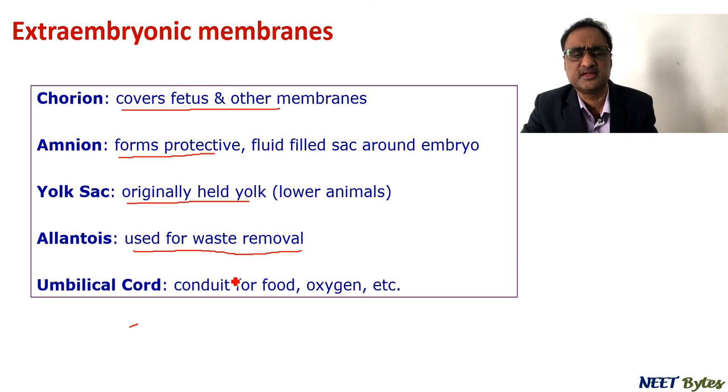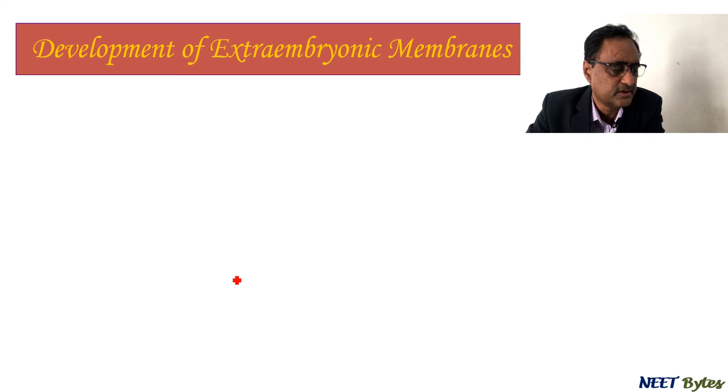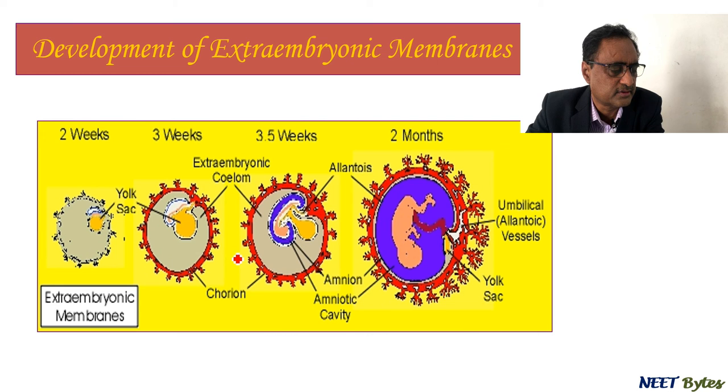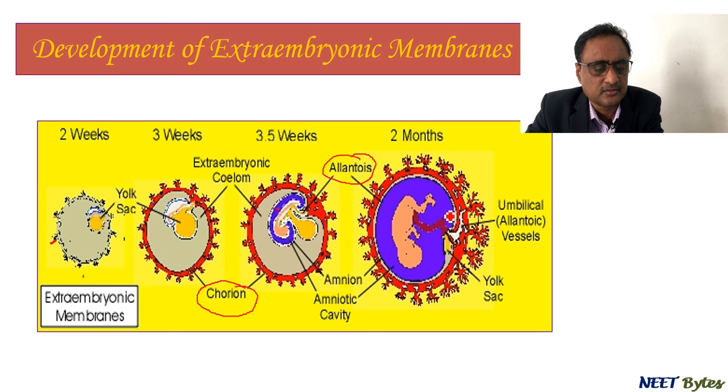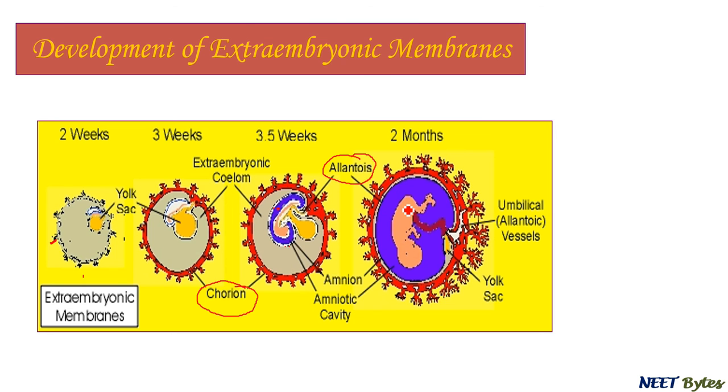Now have a look at the same thing in the diagram as well. You can see this is the chorion, the outermost protective layer, right? And this white structure is the allantois, okay? Then this is the amnion and this is the amniotic cavity. So the fetus is actually floating within the amniotic cavity, or within the amniotic fluid, right?